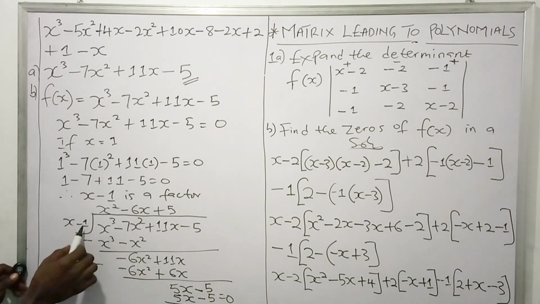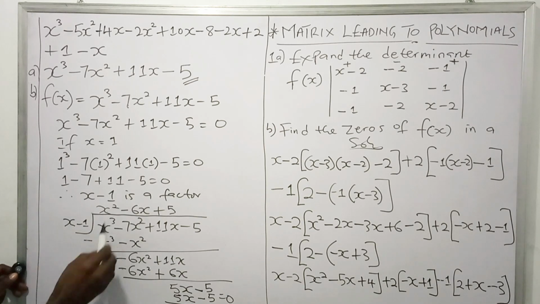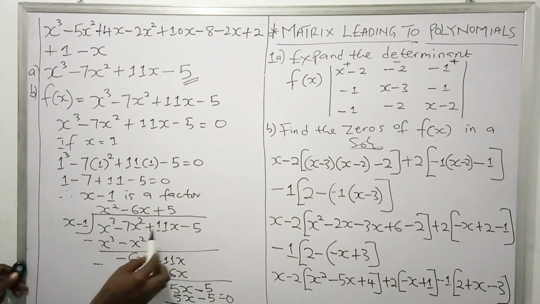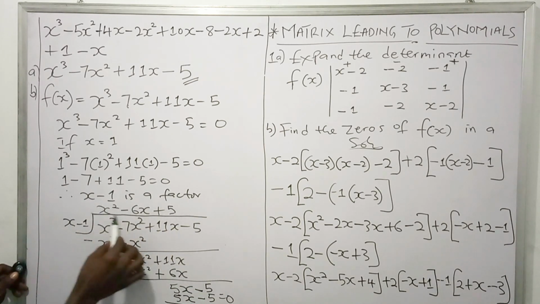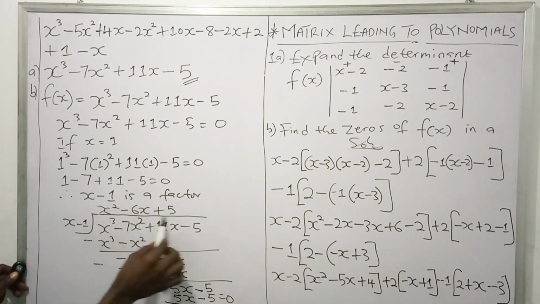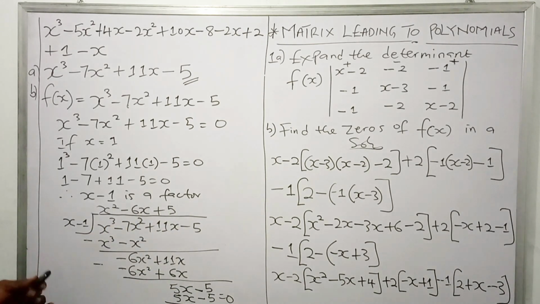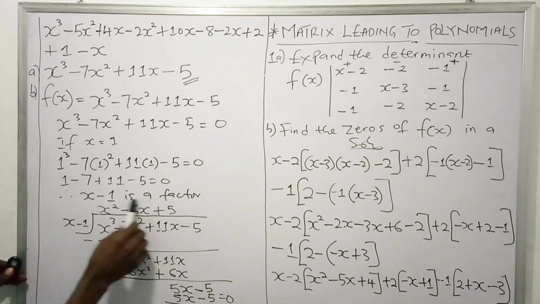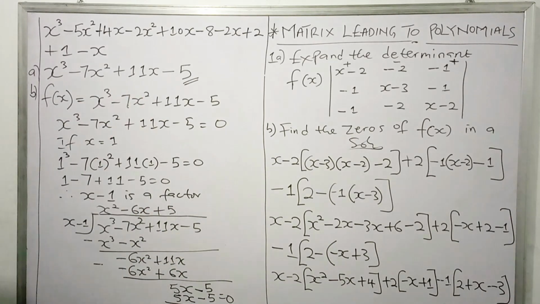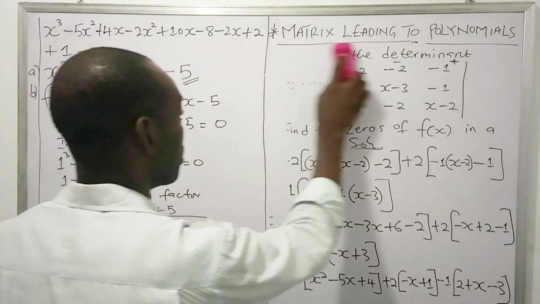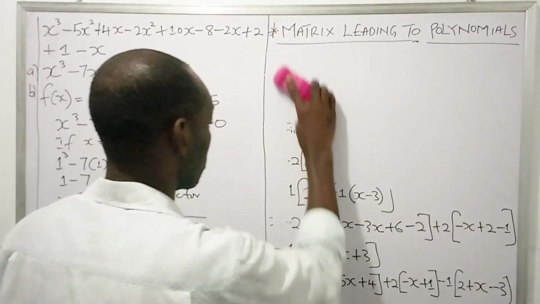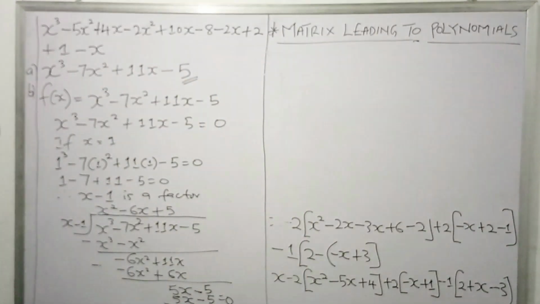Now, we have this as one of the factors, then we have this as the quotient here. So we're going to resolve this quotient using the factorization method, in order for us to get the other factors of this very expression. So let's go back to the other side of the board and try to complete this problem here.